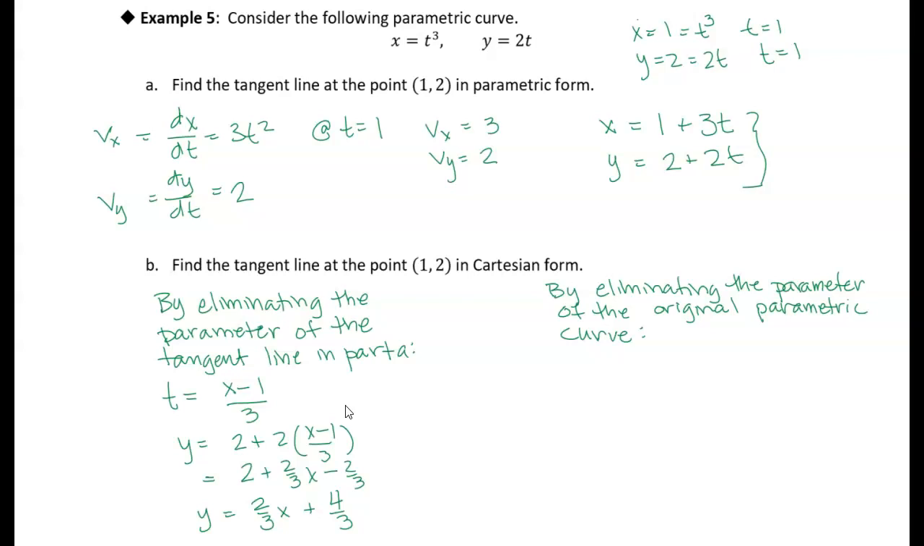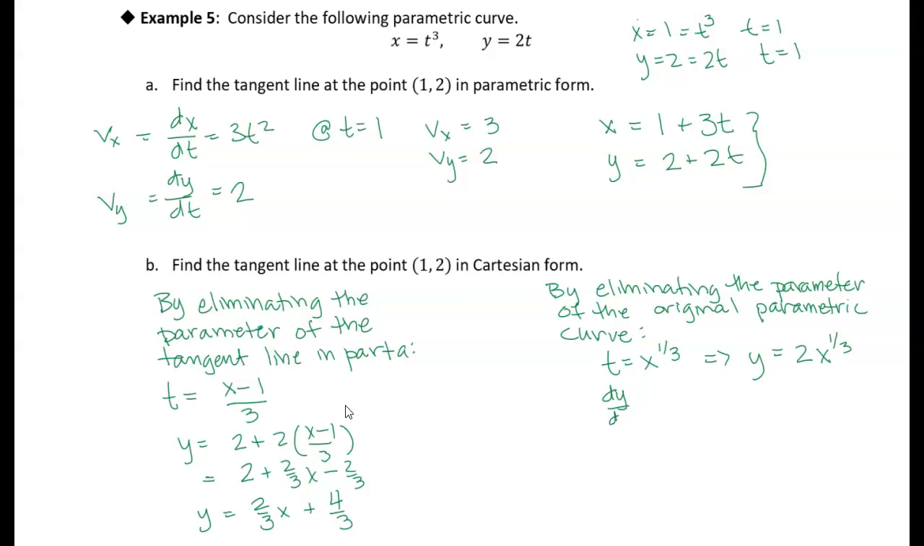Now we can also just do this the old-fashioned way, the way you already know how to do. We take the original parametric curve and eliminate the parameter. If I rearrange the x equation, I get t is equal to x to the 1/3. Then I can substitute into the equation for y, and I get y is equal to 2 times x to the 1/3. So now instead of a parametric curve, I have the Cartesian equation for that curve, and then I can just find the slope at any given point.